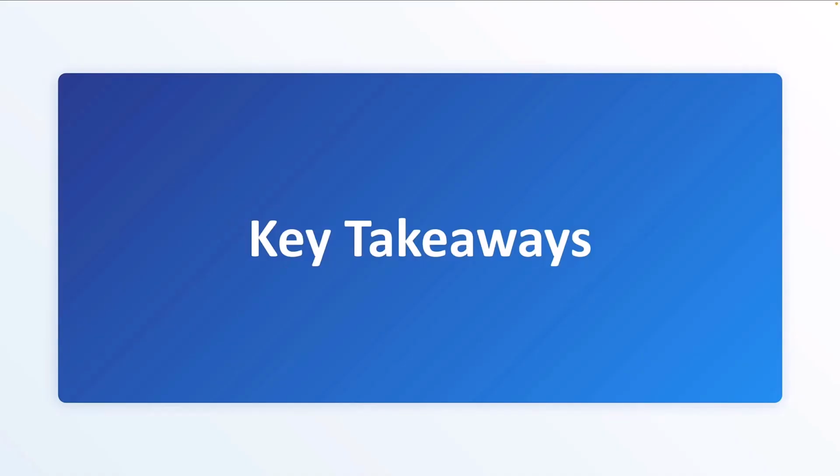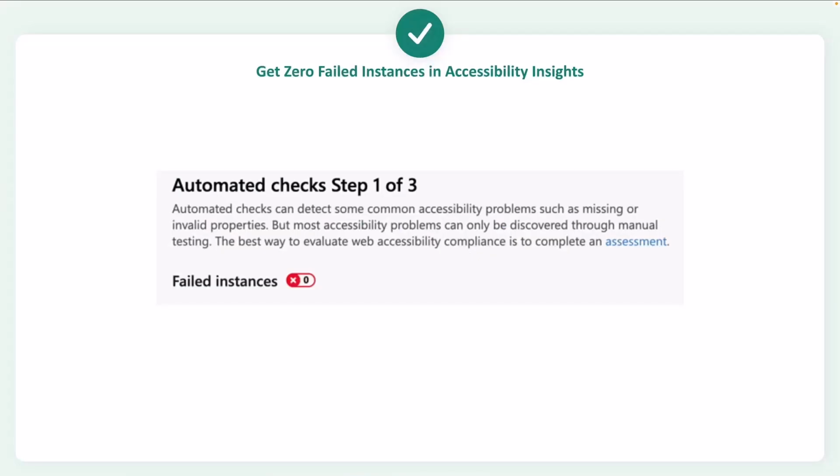Now we will review the key takeaways of this course. The first takeaway is to focus on reaching 0 failed instances in your automated accessibility checks. Using Accessibility Insights regularly in your development process is a must. This is the best starting point for meeting the county's accessibility goals. In preparing for this training, we found that most applications at the county have at least one failed automated check on their page, and some have 3, 4, or more.